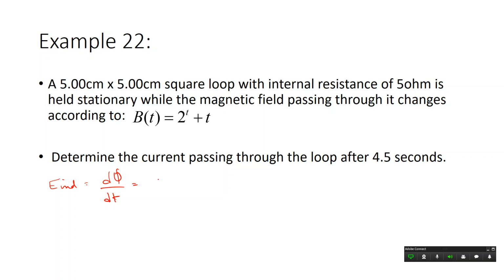to time. So Noemi, this is going to be part of what you were just asking. What's the change of magnetic field with respect to time? Well, that's going to be the derivative of this, right? So it's going to be equal to the area multiplied by B prime of t. So we need to find what B prime is. What's the derivative of 2^t? That's one of the weird ones.